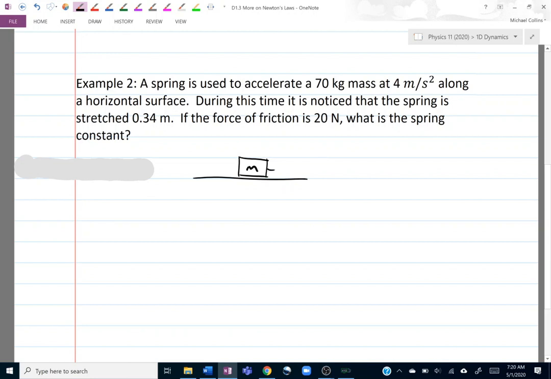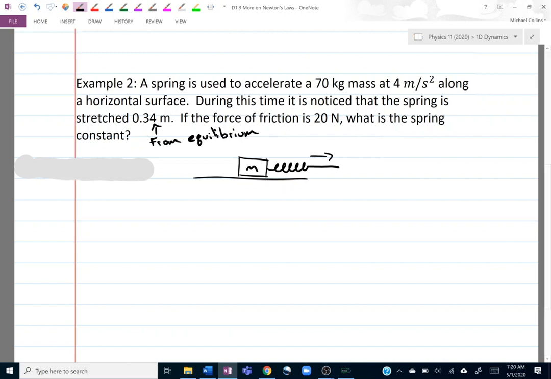I'll put an M there, and then we're obviously being pulled along a horizontal surface with a spring, to the right, the way I've drawn it. It doesn't give us any directions. So it just says horizontal surface, so you can choose whichever direction makes sense to you. I think most people would choose to the right. During this time, it is noticed that the spring is stretched 0.34 meters. This should say from equilibrium. If the force of friction is 20 newtons, what is the spring constant?